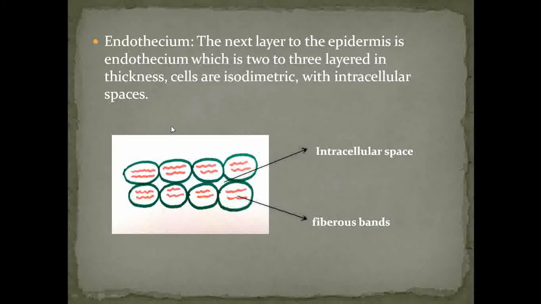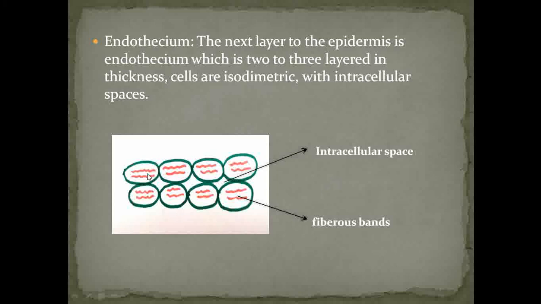Then the next layer is called the endothecium. If you observe the structure of the cells, they are oval in nature. They show cytoplasm and a nucleus. Here the intercellular spaces are present, and the most important feature of the endothecium is that it shows fibrous bands.